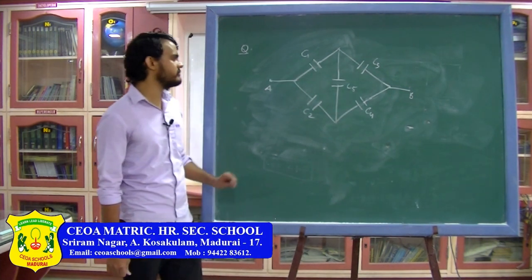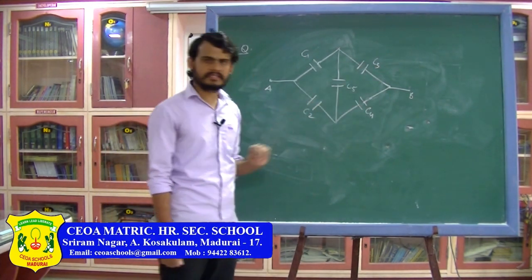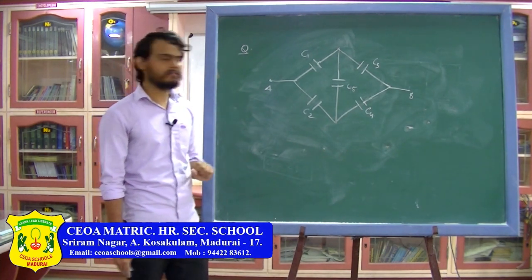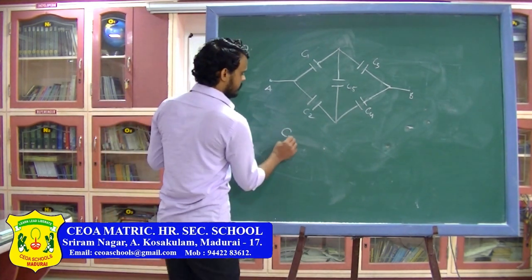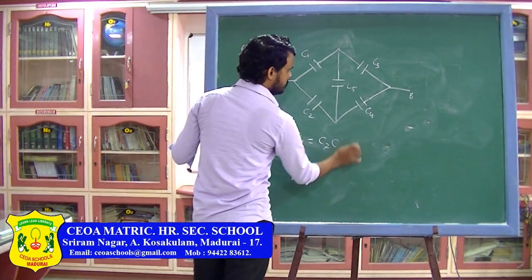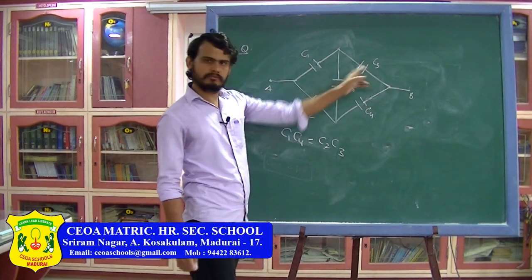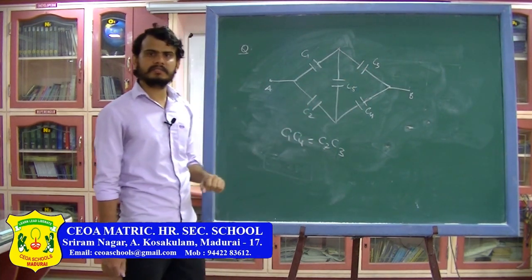Now in the Wheatstone bridge the condition was if this multiplied by this is equal to this multiplied by this, then we say that the Wheatstone bridge is balanced. So if this condition C1 C4 is equal to C2 C3, so these two multiplied is equal to these two multiplied, then we say that the Wheatstone bridge is balanced.